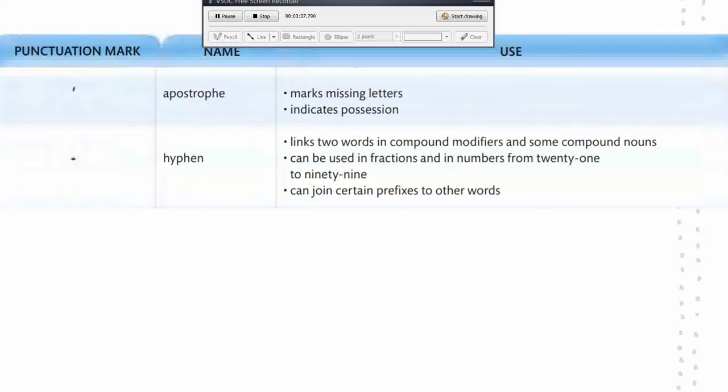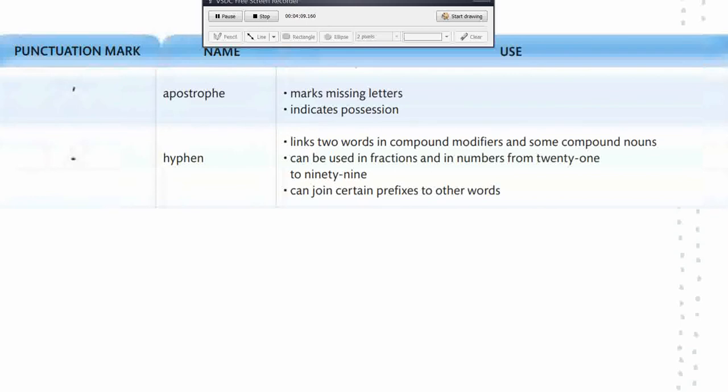Next is an apostrophe. The usage of an apostrophe is to mark missing letters, as in contractions, for example didn't, and it indicates possession, for example John's bag. John apostrophe S bag, John's bag. Okay. Next we have the punctuation mark that is a hyphen.